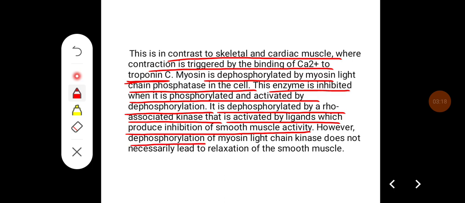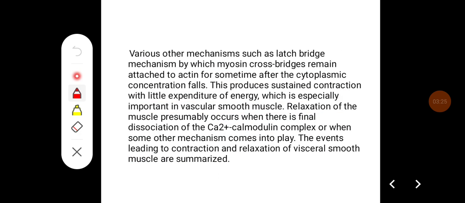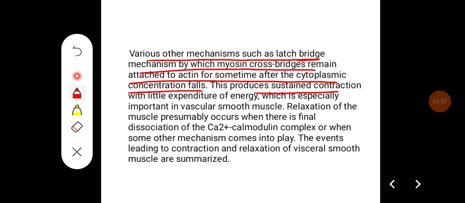However, dephosphorylation of myosin light chain kinase does not necessarily lead to relaxation of the smooth muscle. Various other mechanisms such as the latch bridge mechanism, by which myosin cross bridges remain attached to the actin for some time after cytoplasmic calcium concentration falls. This produces sustained contraction with little expenditure of energy, which is especially important in vascular smooth muscle. Relaxation of the muscle presumably occurs when there is a final dissociation of calcium calmodulin complex or when the other mechanism comes into play.